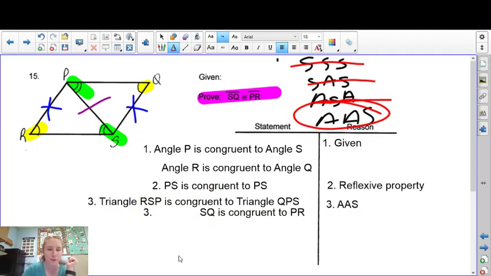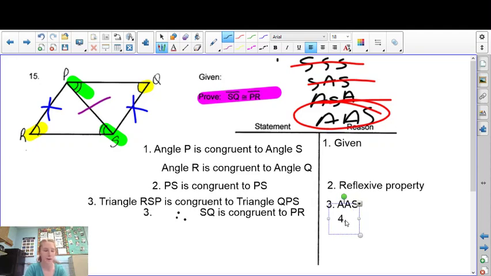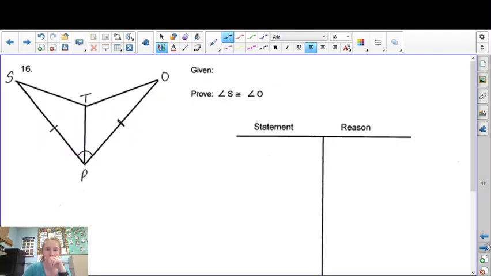And that means, so therefore, come on, marker. Therefore, SQ is congruent to PR, and that tells us that by CPCTC. Congruent parts of congruent triangles are congruent. Next one.